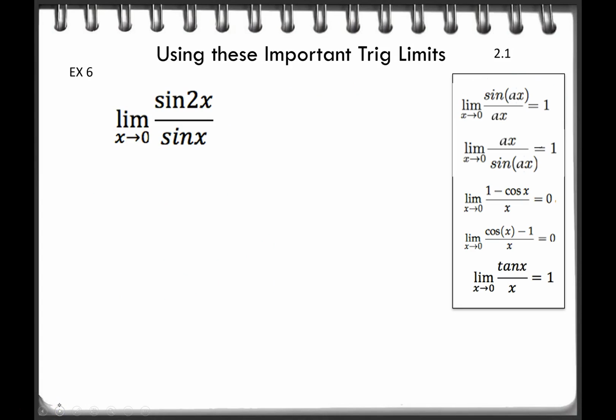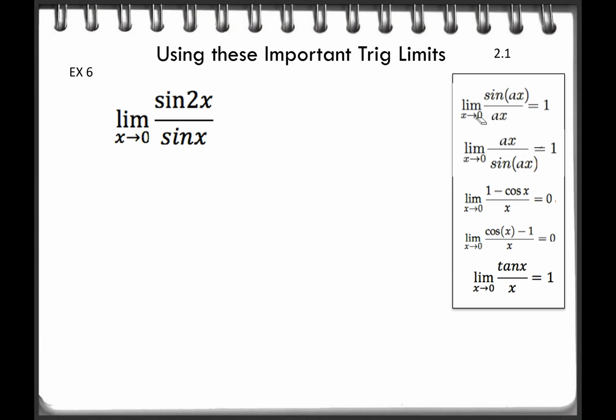All right, next one. The limit as x approaches 0 of sine of 2x over sine x. I hope you're still watching this because this is totally different than what we've done. This is a problem where we're going to have to split it up into 2 different problems. There's no situation here where we've got a sine here and a sine there.